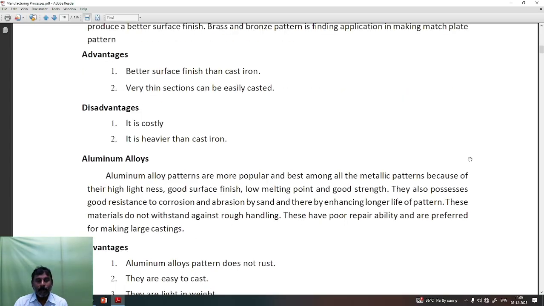So, aluminum alloy patterns. Aluminum alloy patterns are more popular and the best among all the metallic patterns because of their lightness, good surface finish, low melting point and good strength. These also possess good resistance to corrosion and abrasion by sand, and thereby longer life of patterns. These materials do not withstand rough handling. They have poor repairability and are preferred for making large castings.